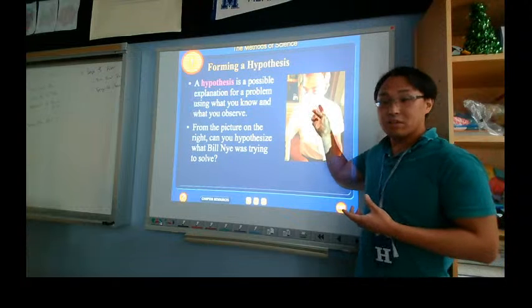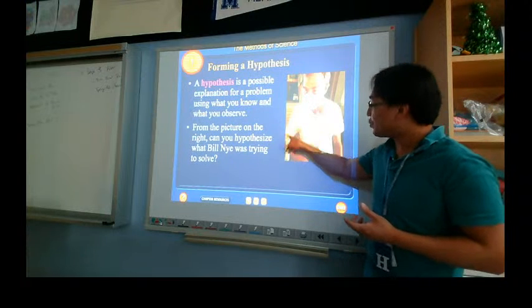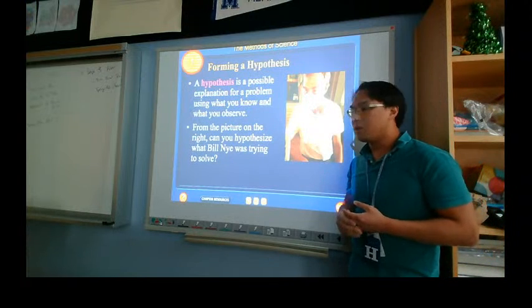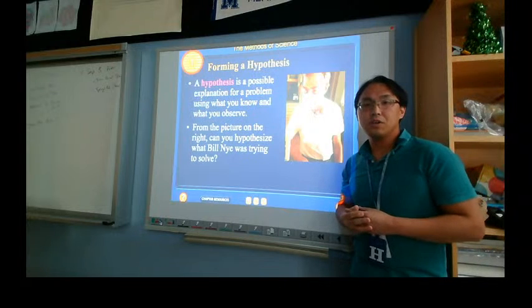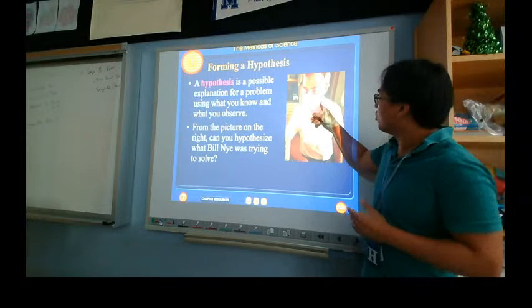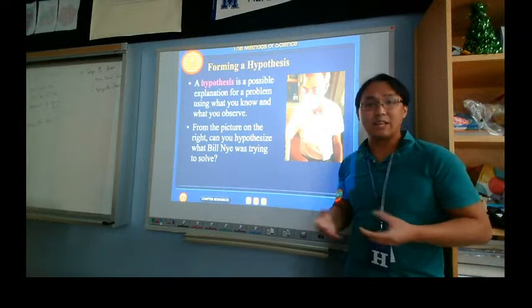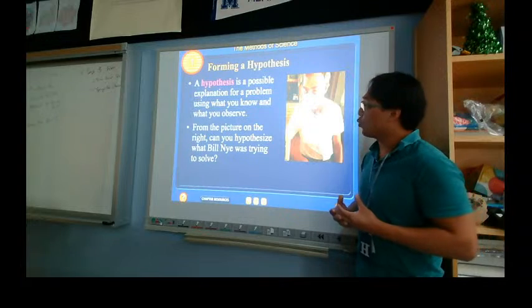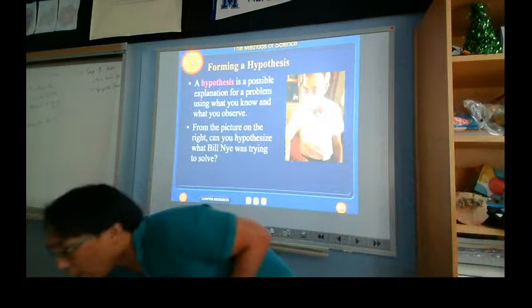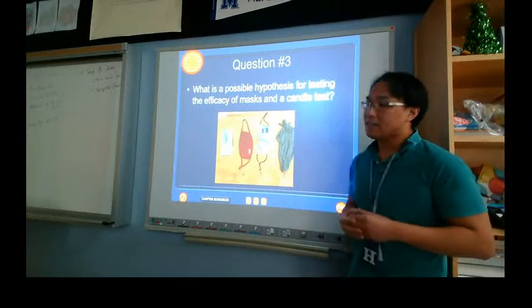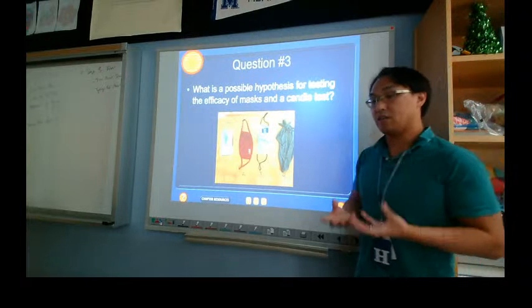So you can see that Bill Nye has his mask on. We had this candle here. So what do you think he's trying to do? Yeah, he's trying to blow the candle out using the mask. And that's exactly what we're going to set up as well. So our next question is going to be coming up with that particular experiment.